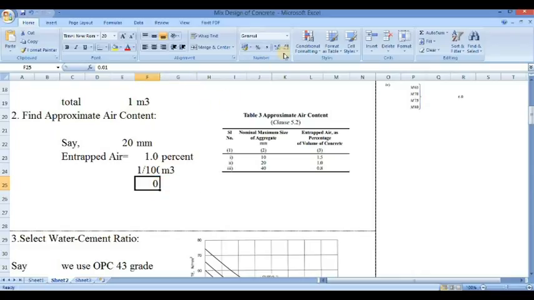Clear? So now we have to find the entrapped air portion. Now we have to find the volume of your cement, water, fine aggregate or sand and coarse aggregate, and also the admixture volume for 0.99 meter cube volume. Okay, so the first step is to select the water cement ratio.